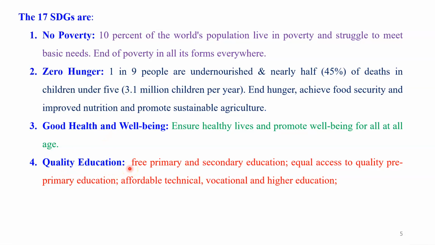You know that education is very important. If you want to improve the social culture, or maybe the social life, quality education is very important. Primary and secondary education is also important, and priority was given to it. For that purpose, priority was given to primary education and secondary education, equal access to quality primary education, affordable technical, vocational, and higher education. All these things were decided to be achieved through the quality education goal.